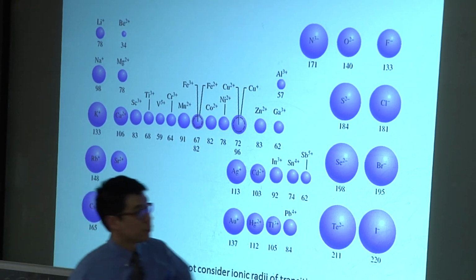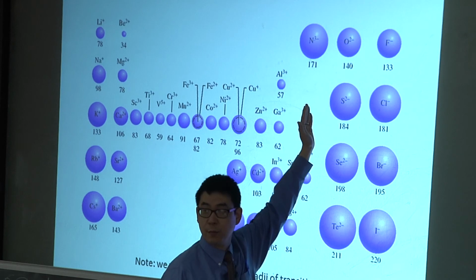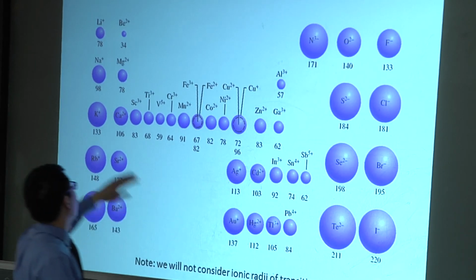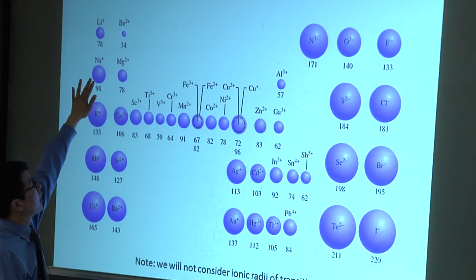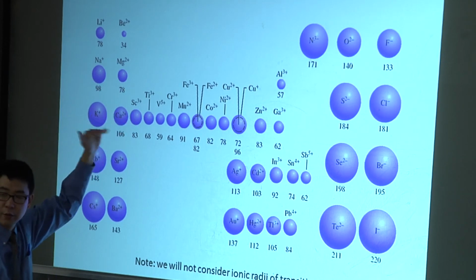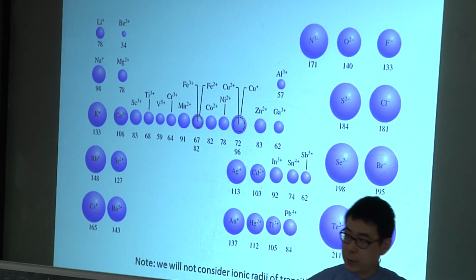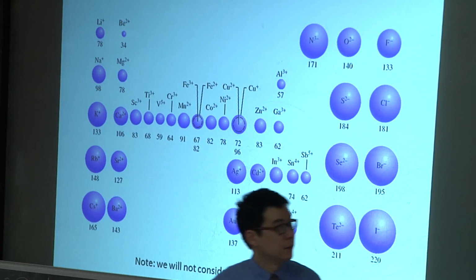So your biggest ones are going to be your leftmost, most negatively charged anions, and then you're going to go to your cations, and they're going to get smaller as the positive charge increases. So in other words, the more negative, the bigger. The more positive, the smaller.